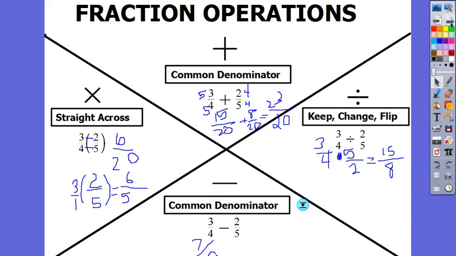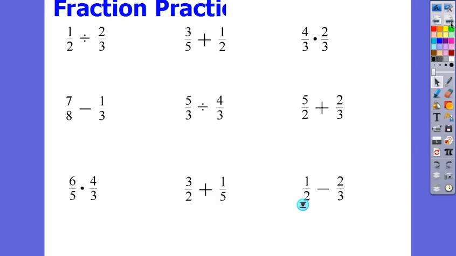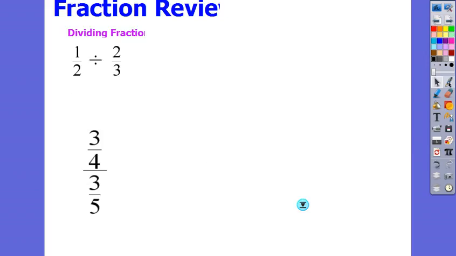What I would like you to do are all of these fraction review problems, okay? The last thing I'm going to mention is for this problem, this line right here is the same thing as writing these two fractions with a division symbol. So that line right here, you could write it out as 3/4 divided by 3/5. It means the same thing.